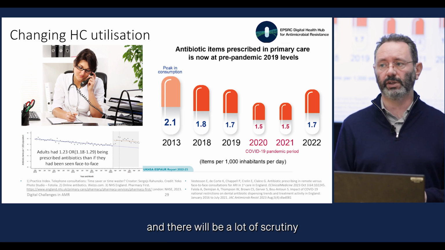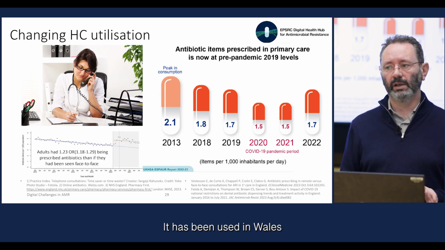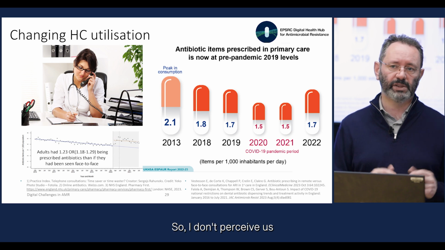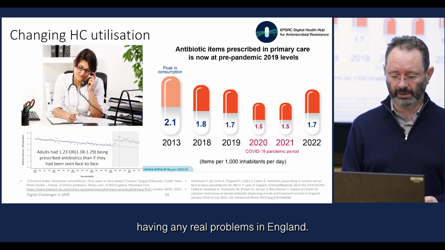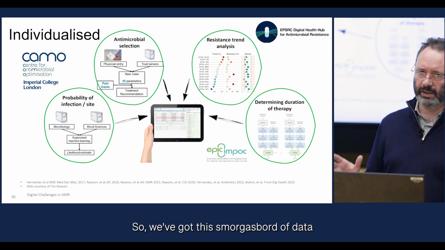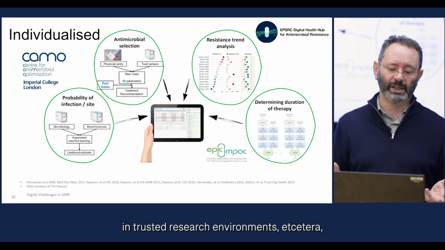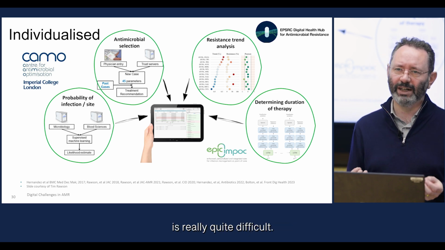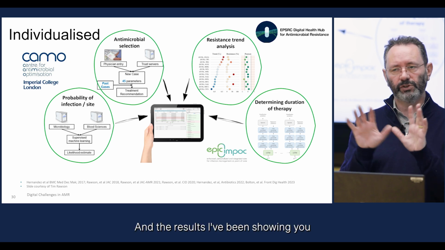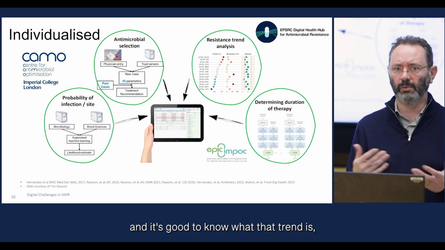So we need to keep track of these changes in healthcare utilization. And there will be a lot of scrutiny for the Pharmacy First activity in England. It has been used in Wales and Scotland as well, and has been very successful. So I don't perceive us having any real problems in England. So we've got this smorgasbord of data that's available. You can house it together in trusted research environments, etc., but trying to make sense of it is really quite difficult. And the results I've been showing you so far are all national level results, and it's good to know what that trend is.